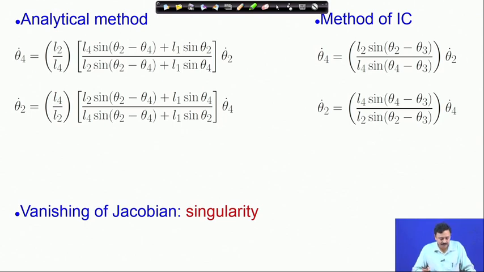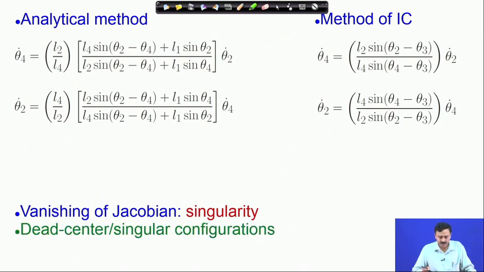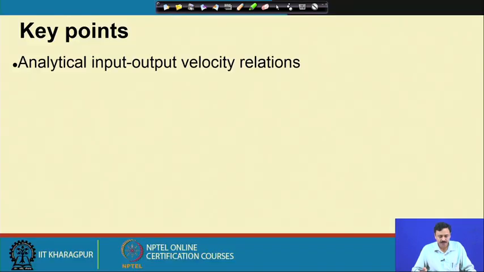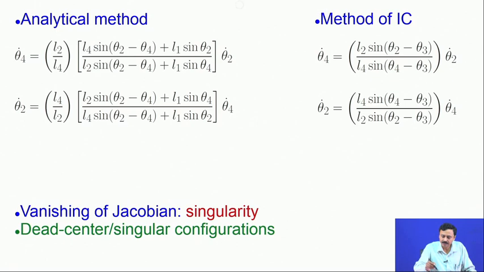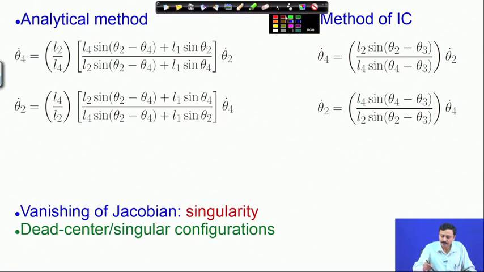We have already discussed this. Vanishing of the Jacobian indicates a singularity or a dead center configuration of the mechanism. So, these are also called singular configurations because they correspond to the singularity of the Jacobian or the singularity of the Jacobian inverse. Just to reiterate, we have looked at these issues before.